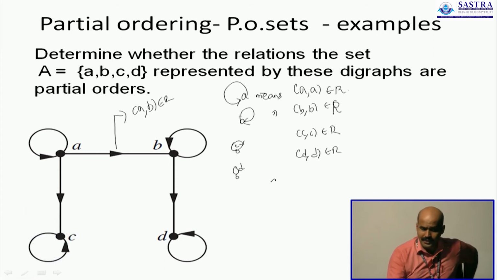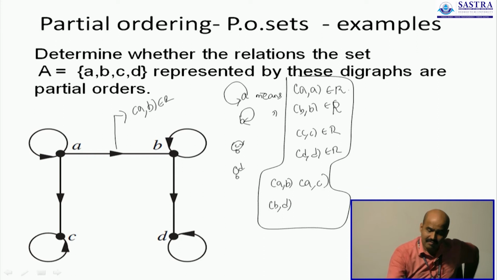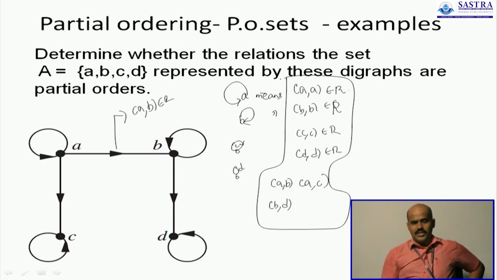So what are the ordered pairs I have? I have AB, I have AC, that's all. There are only two outgoing arrows from A. I also have B comma D, because B directly goes to D. C goes to nothing but itself, and D goes to nothing but itself. So these 7 pairs are what we have in the given relation. These 7 pairs include AA, BB, CC, DD, which are 4 pairs for the 4 elements, which makes it reflexive.